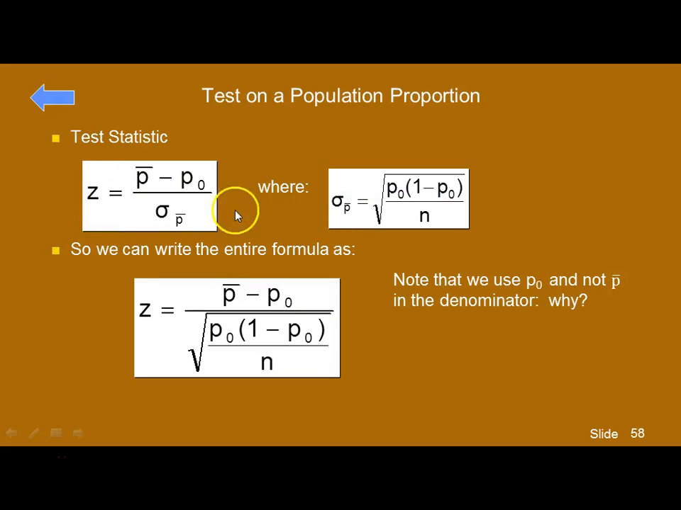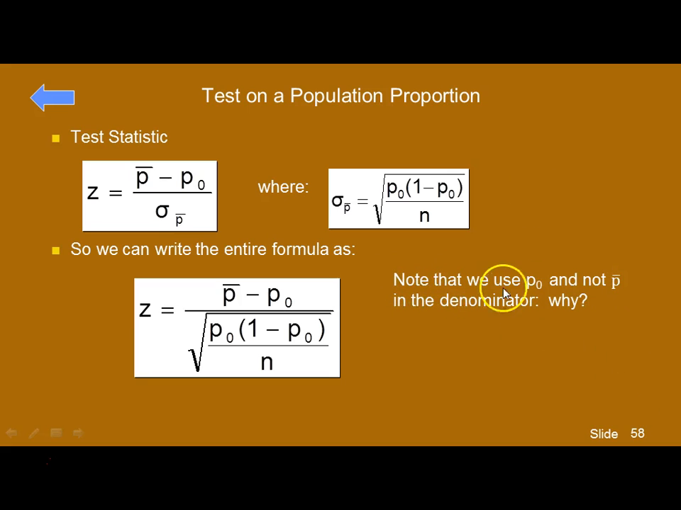Here's the test statistic we're going to use. It's going to be a z-statistic. We'll take our sample proportion, P bar, minus the hypothesized value, over the standard error of the sample proportion. Now we're going to calculate sigma P bar a little differently than we did in an earlier module. We're going to calculate it as the square root of P0 times 1 minus P0 over n. You might recall when we did interval estimates that when we calculated sigma P bar, we used the square root of P bar times 1 minus P bar over n.